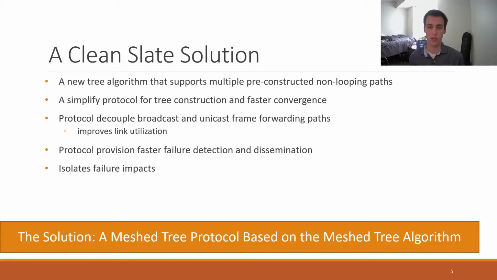The mesh tree protocol uses multiple pre-constructed non-looping paths. This way, when there's a link or a device failure, the topology can converge almost immediately to a different pre-constructed tree that doesn't need that link. The protocol also includes decoupled broadcast and unicast frame forwarding paths to improve link utilization, as well as faster failure detection and dissemination. This leaves the network with minimal downtime and isolated failure impacts.